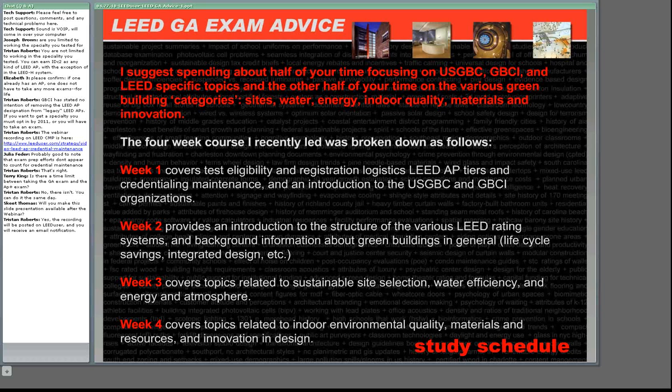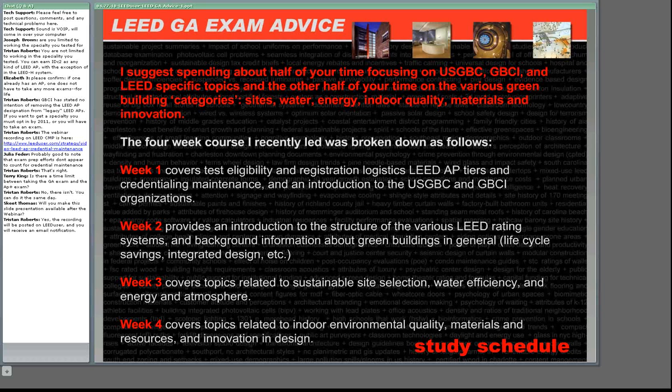You don't need to know the thresholds at which point you earn points for EA Credit 1, the Optimize Energy Performance Credit. So they've been a little wishy-washy on how much of that detail you need to know specific to LEED and how much you don't, and I'm sorry I don't have a better answer there.